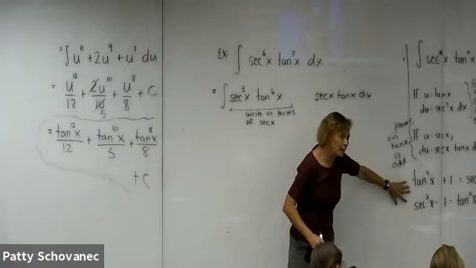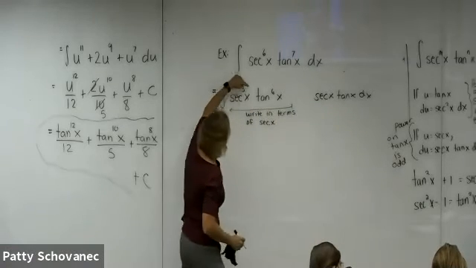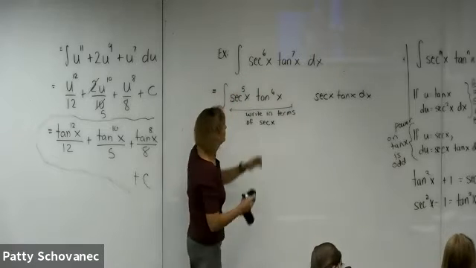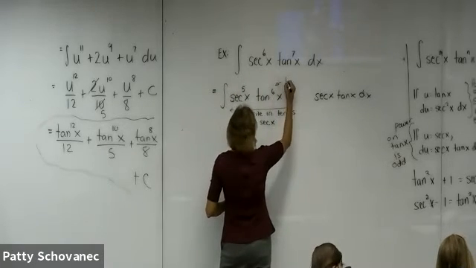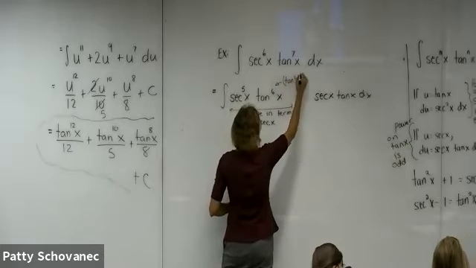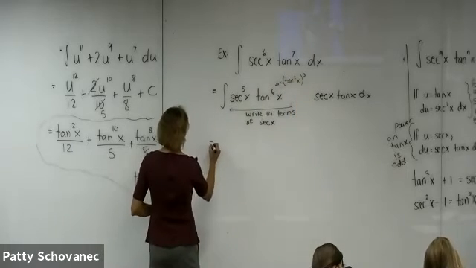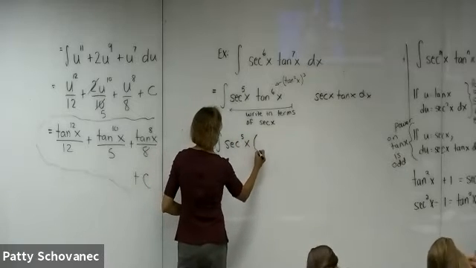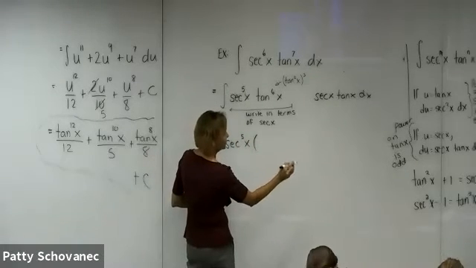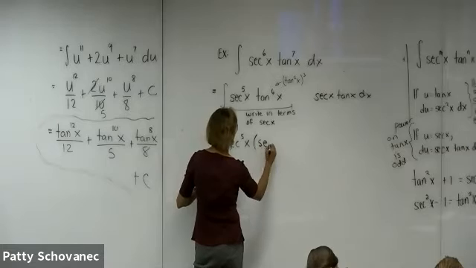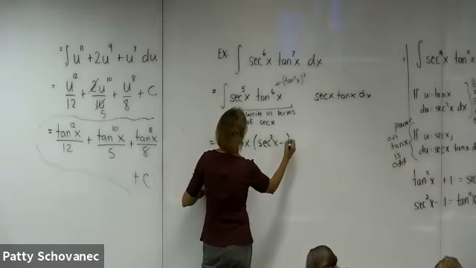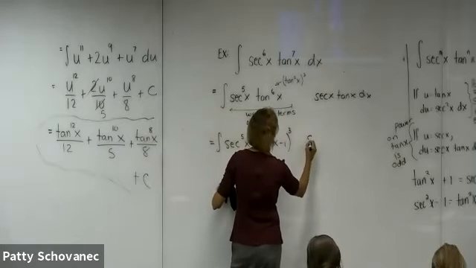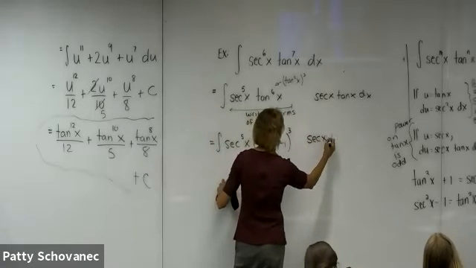Tangent squared is secant squared minus 1. So think of the tangent to the 6th as tangent squared, cubed. Now I'm going to put my Pythagorean identity in there, which is tangent squared is secant squared of x minus 1, and this is going to be cubed. And so all those tangents are gone, and now I've just got secants in my integral.